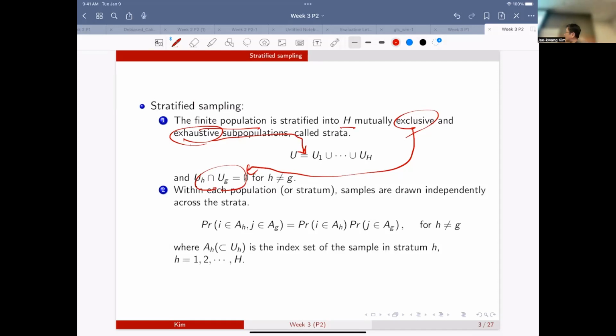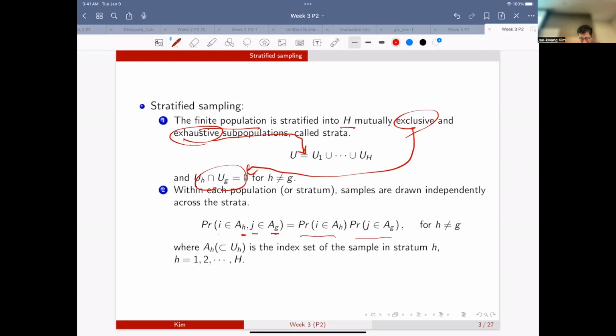So that's basically the first part, which is about the partition, the nature of the partition. The second part is about the probability structure, the sampling structure. So what we select from one stratum is independent of your sample selection in the other stratum. So if i belongs to h stratum and j belongs to g stratum, then the probabilities of selection in different strata are independent.